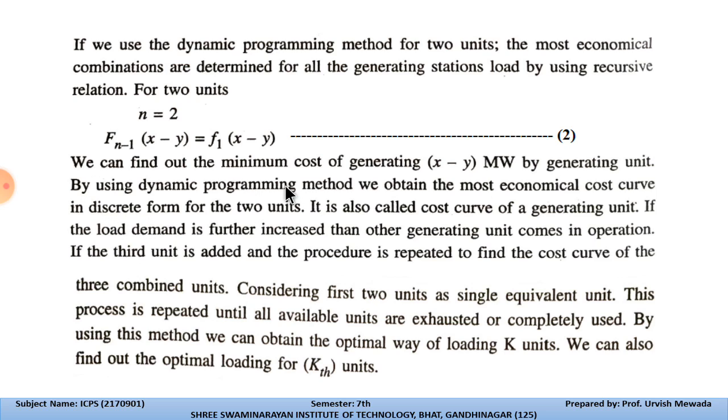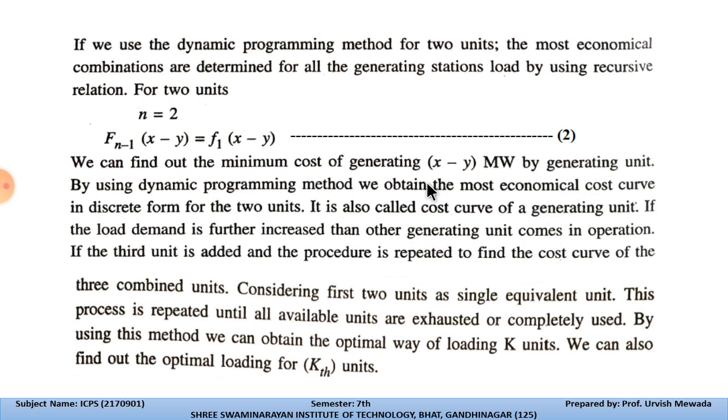In discrete form, if we have this cost curve, then we can switch on and switch off our units according to the requirement, and that will make our system most efficient, and we can fulfill the unit commitment demand of the respective consumers or of the particular area. It is also called the cost curve of the generating units. If the load demand is further increased, then other generating units come into the picture. Initially one unit will drive the load, and if the demand increases further, then other generating stations which are in reserve will come into the picture and serve the power.